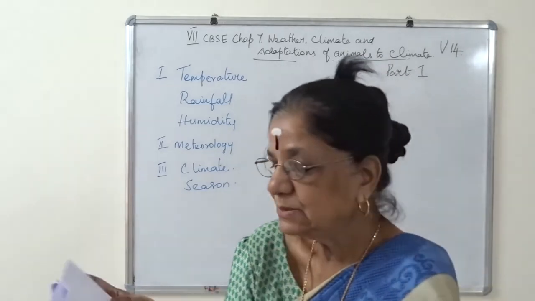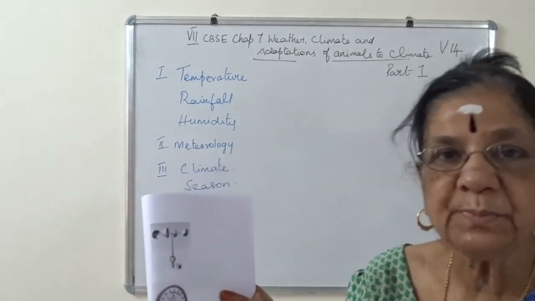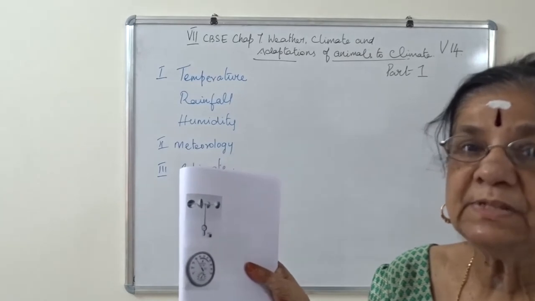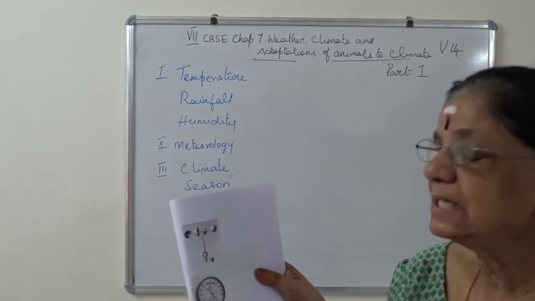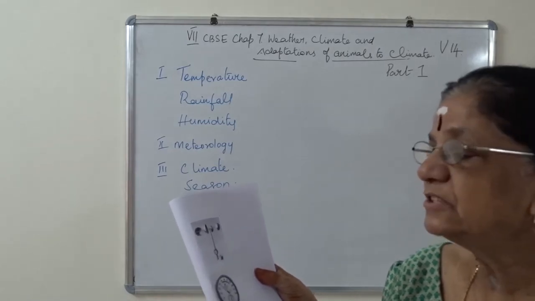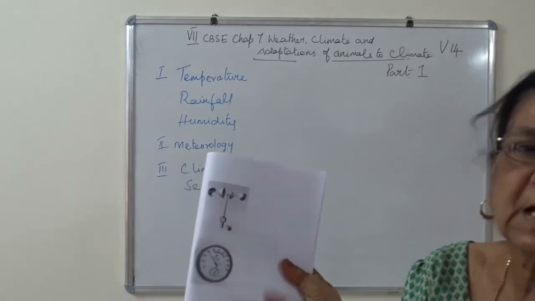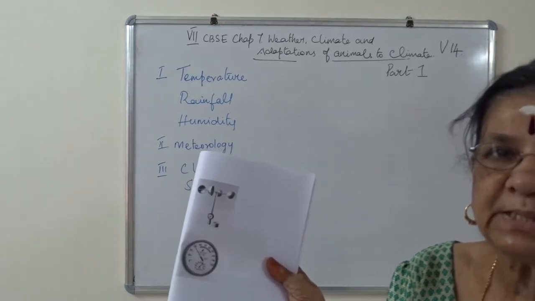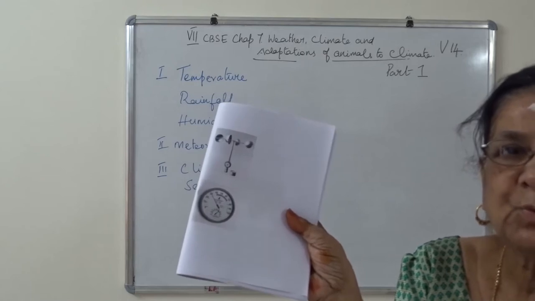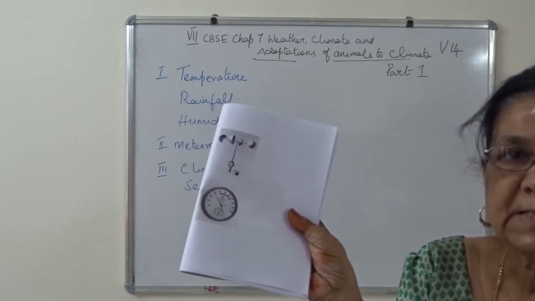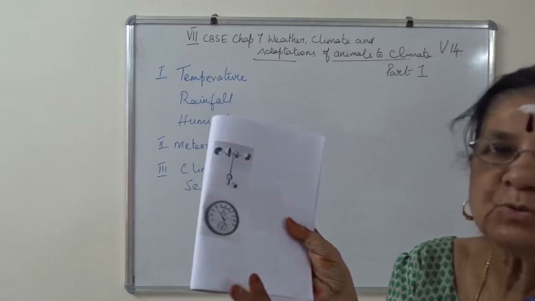The next one, it is anemometer giving the wind speed. In the diagram, anemometer, wind speed. Then bottom, it is hygrometer. I hope you understand. This is hygrometer.